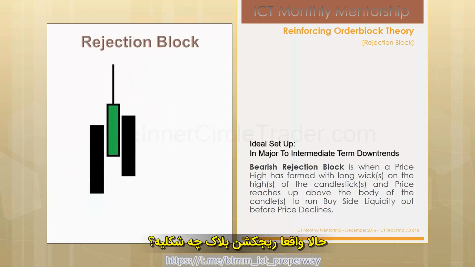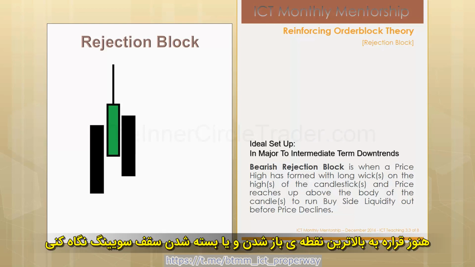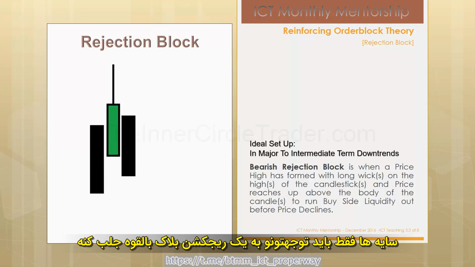So what is it really to see a rejection block, and what does it look like? I have a crude depiction here with a single wicked candle. Now, this is going to be better understood when there are multiple candles that form the high and multiple wicks. You're still looking at the highest close or high. You're still looking for the highest open or close inside the swing high that forms. The wicks are just drawing your attention to a potential rejection block.